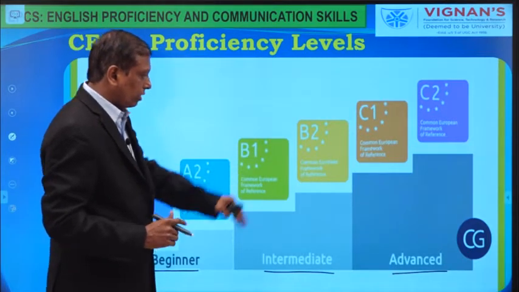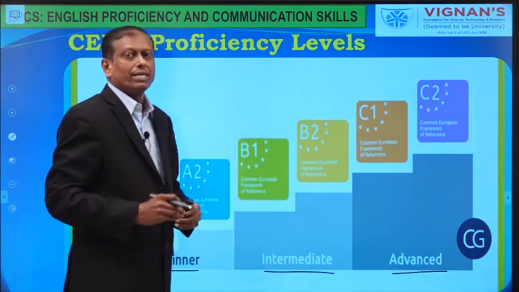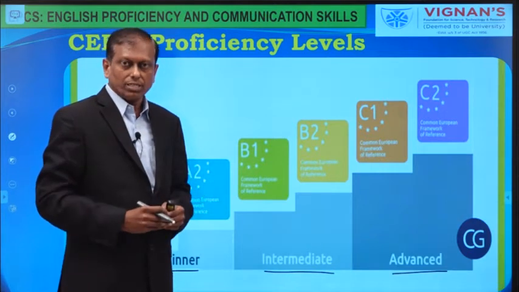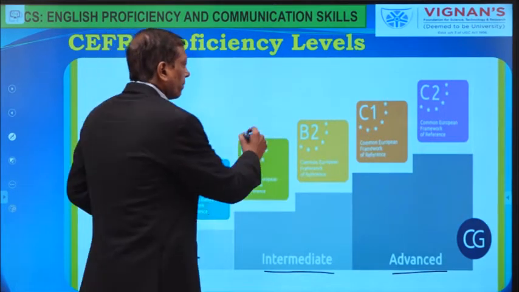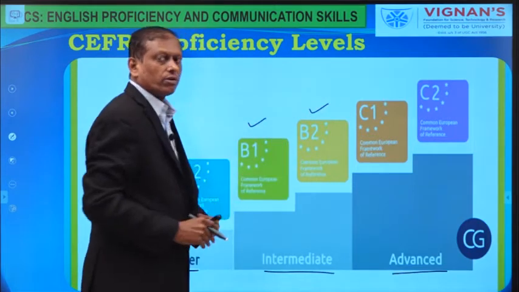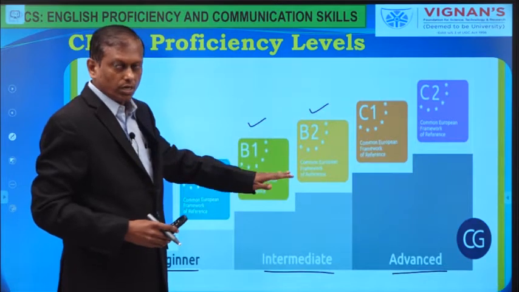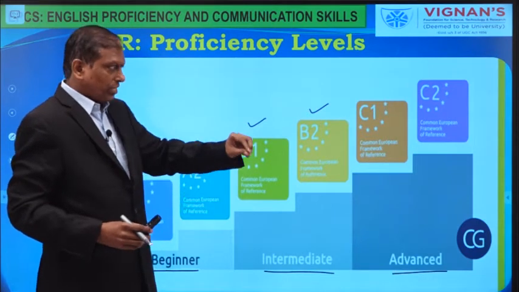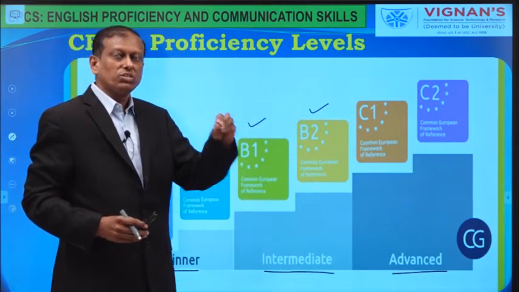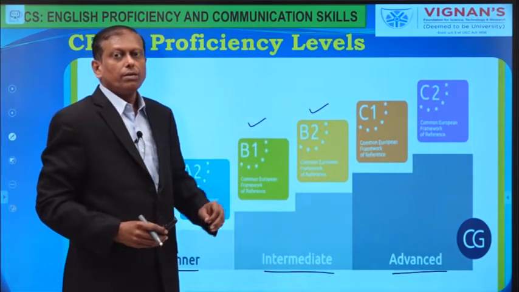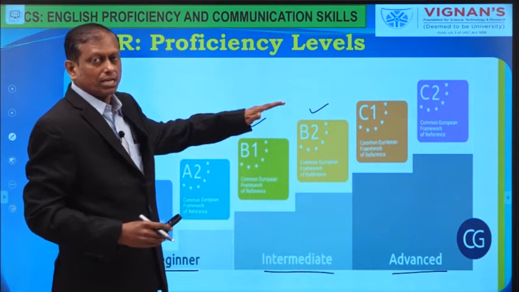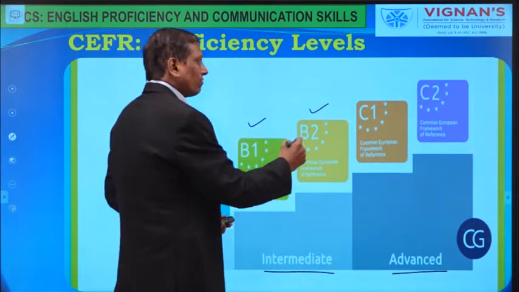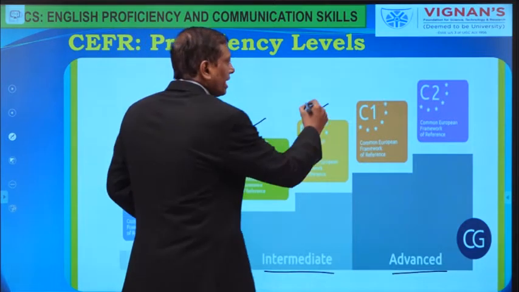And B1 and B2 level is intermediate level, that is independent level, where you do not depend on anybody to understand the language or to express in the language. B1, B2 levels are generally preferred for any graduate in the world. By the end of your graduation, that is your BTech course, when you seek a job or want admission in a foreign university, many universities and many multinational companies expect any applicant to have English language proficiency at this B2 level.